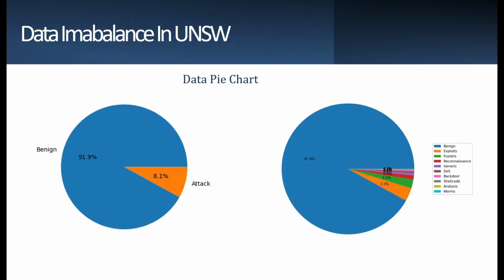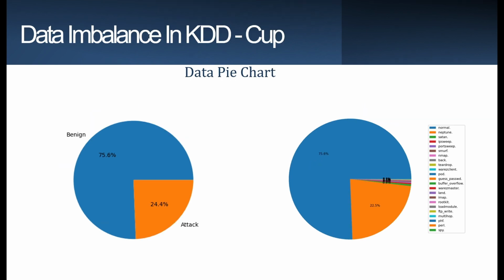As you can see in these charts, the New South Wales dataset is heavily skewed. The majority of the traffic records belong to the normal class, while the attack categories are drastically underrepresented. The KDD Cup dataset tells a similar story. While it's one of the most widely used IDS benchmarks, it also suffers from extreme class imbalance.